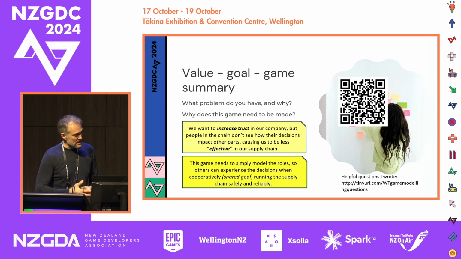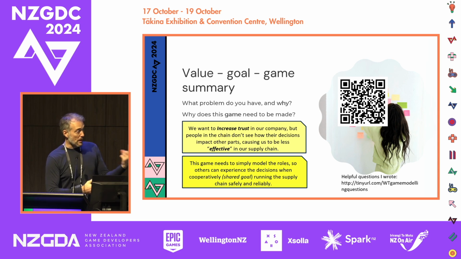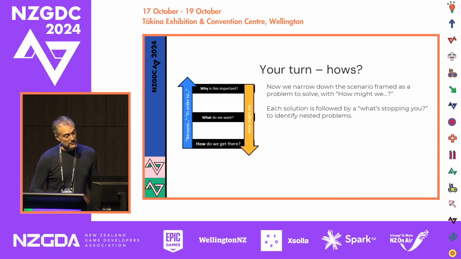But the problem is that people in the chain don't see how their decisions impact the other parts, causing us to be less effective, trying to pull in the words from the values that they were talking about. Therefore, the how, the model that we're going to be making, the game, needs to simply model the roles. And by simply, I don't just mean that it's easy to do. I mean it needs to model them in a simple way so that others can experience the decisions cooperatively, with shared goals, recognizing that they had shared goals, another value they noted, running the supply chain safely and reliably. So how now?